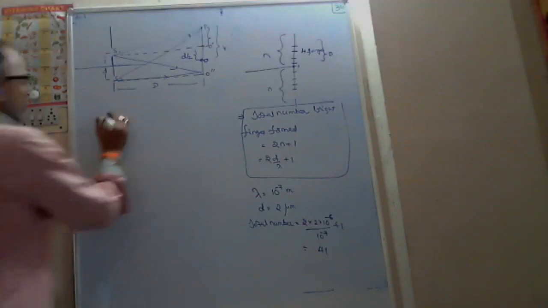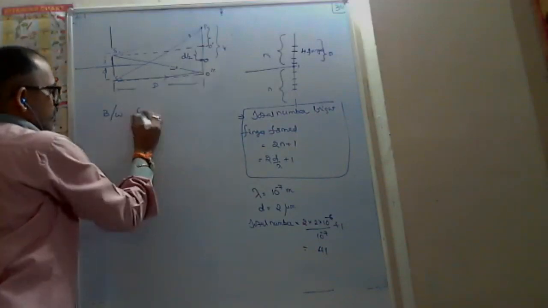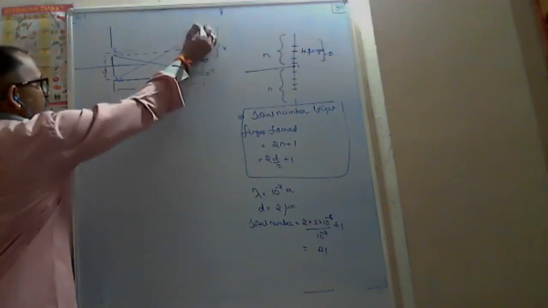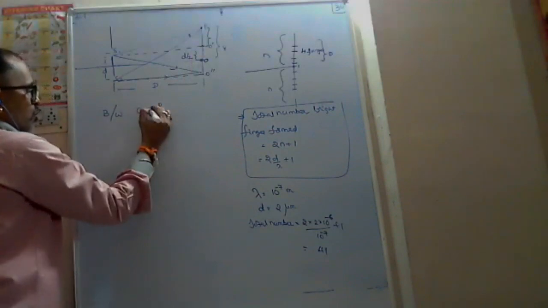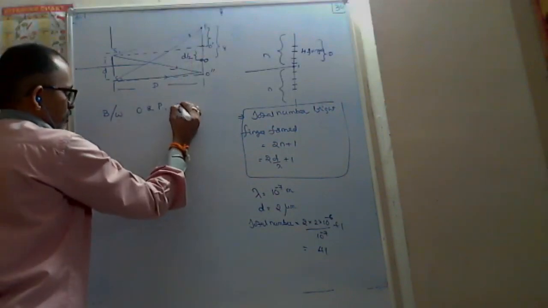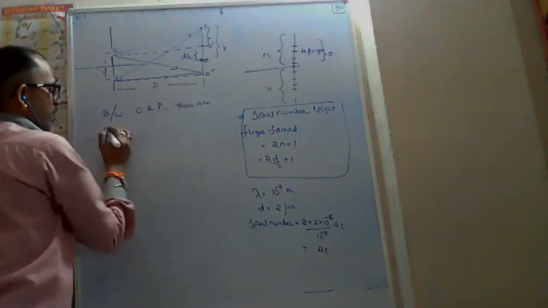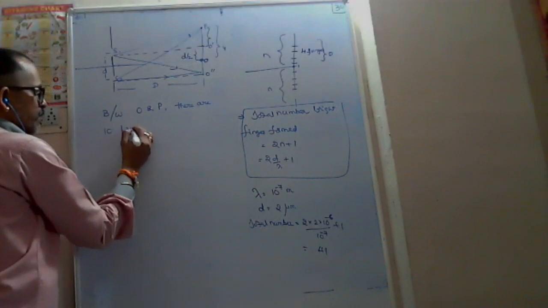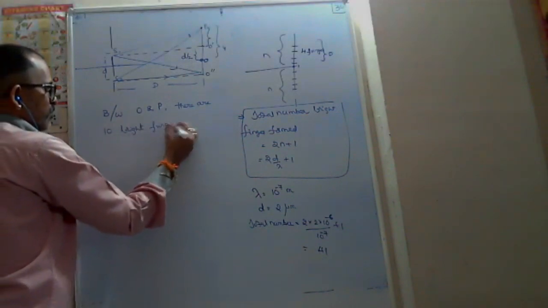Between the points O, the central bright, and the point P. Okay, between O and P, one student found there are 10 bright fringes on the screen.